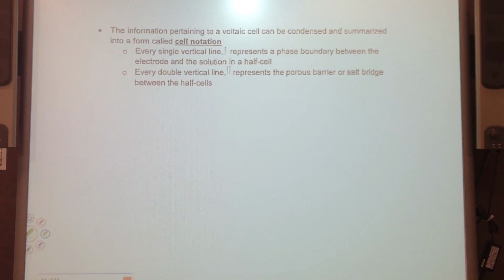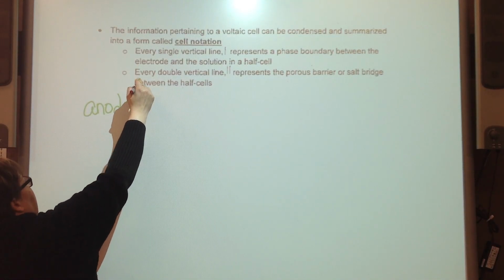Okay, so information pertaining to a voltaic cell is what we call cell notation. So all those numbers that you see on the side of your list there, we're going to start using those. So we can write out this half reaction. Every single vertical line, and you're going to see when we write it out, represents a phase boundary between the electrode and the solution in that half reaction. A double line separates the two reactions, the oxidation reaction from the reduction half reaction. Okay, I'll show you what I'm talking about.